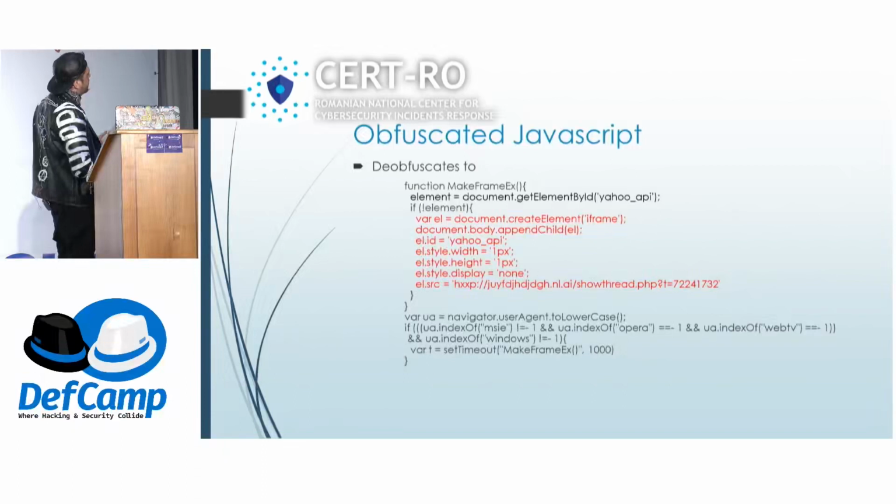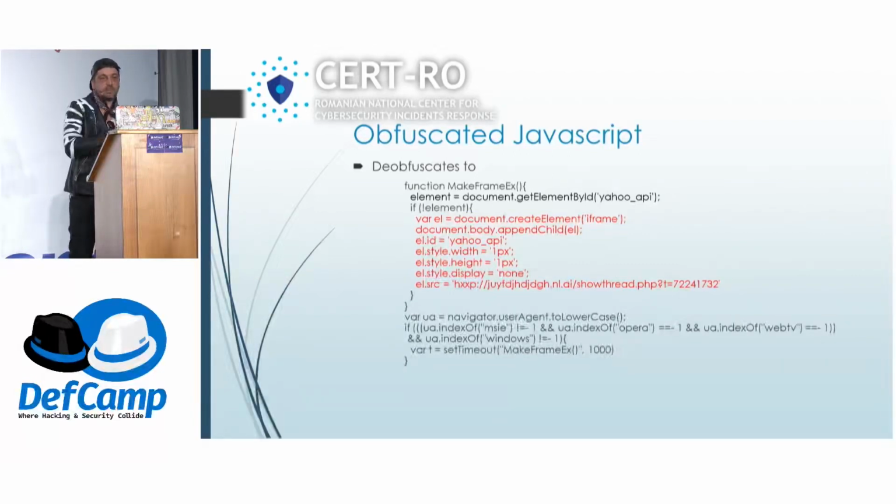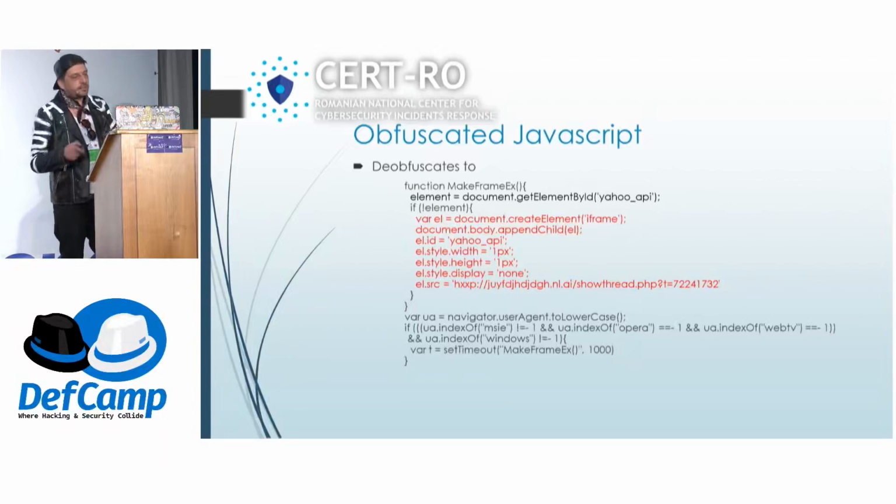Namely, it creates an element in the HTML page, an iframe, whose size is 1 pixel, display is none, and the source is an external link. This means that when someone accesses this page containing this code, they will get redirected to this link, which is an exploit site.